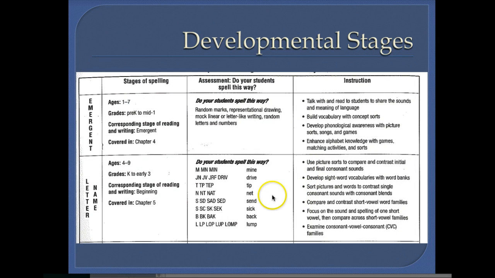Okay, so this gives you a close-up and a description of what these stages look like. We have the emergent, and it gives you an age, grade, and where it's covered. If you have the Words Their Way book, if you don't have it, I highly recommend that you get it. It basically lays out what you might see with your student's spelling, which I really like, and that can give you an idea of where they would be. So if you didn't give your student a spelling inventory in class, you might use this as an alternative.